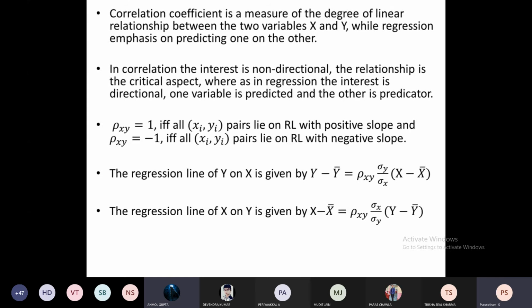If a line passes through the origin, then what will happen to its y-intercept constant? It will become 0. The constant term will not appear. What is the constant here? Y bar is taken to the right side, so y bar minus rho xy into sigma y by sigma x into x bar is the constant, and this would be the slope, if you write it in the form y equals mx plus c. It is having a constant term. How can it pass through the origin?